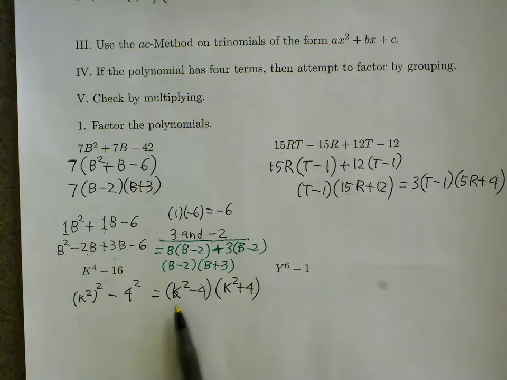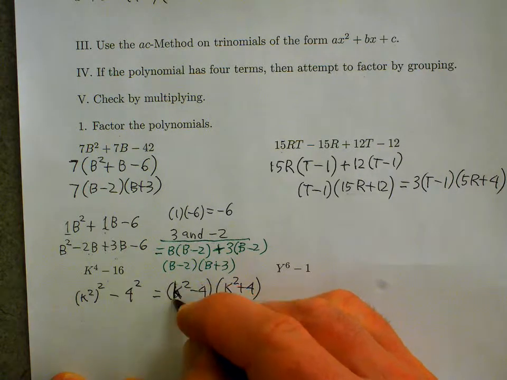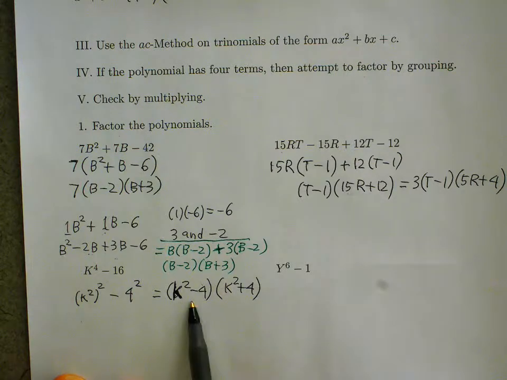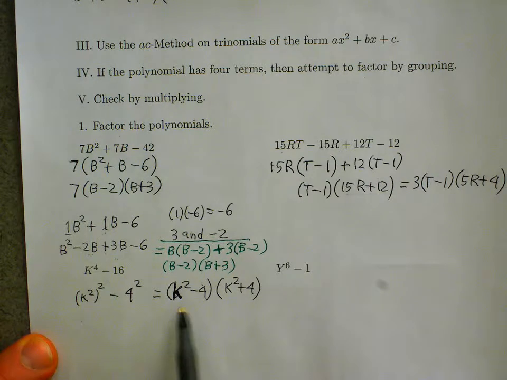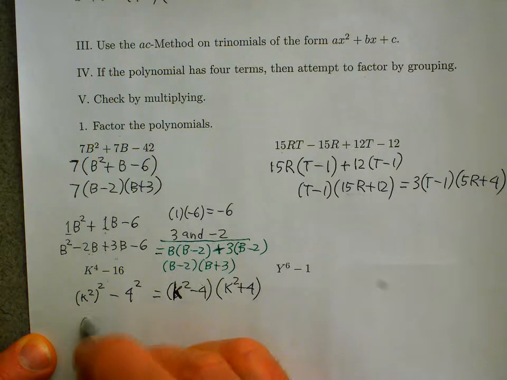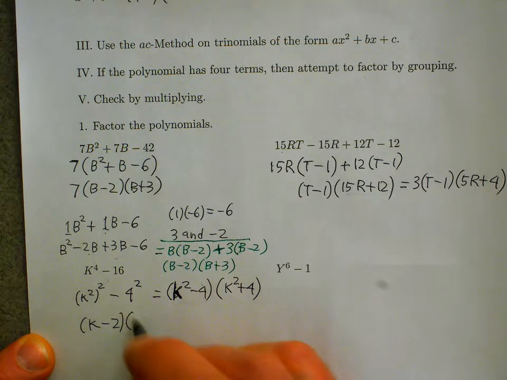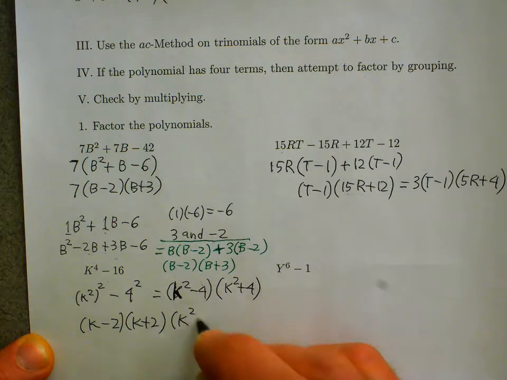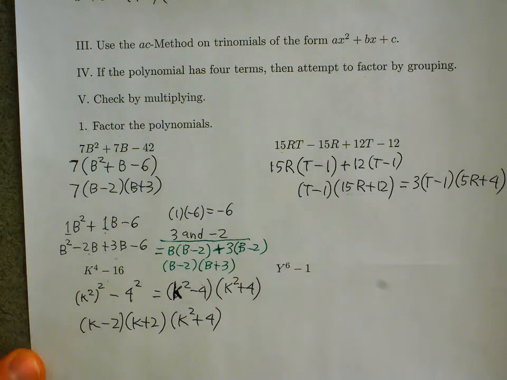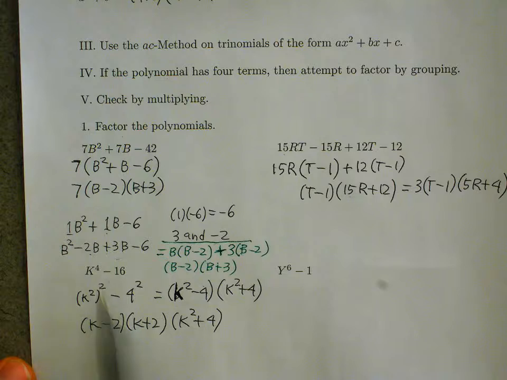Okay, now look at what we have. K to the 2nd minus 4 is also a difference of squares. This is k to the second minus 2 to the second. The other one, k to the second plus 4, is a sum of squares. So we'll go ahead and factor the difference of squares. K squared minus 4 is the same as k minus 2 times k plus 2. And then we multiply those by k to the second plus 4. So in this class, that's as far as we'll factor k to the fourth minus 16.